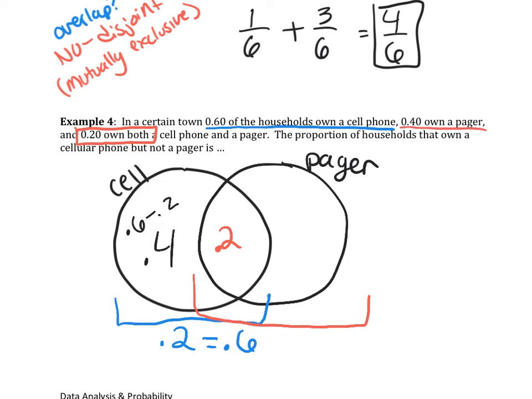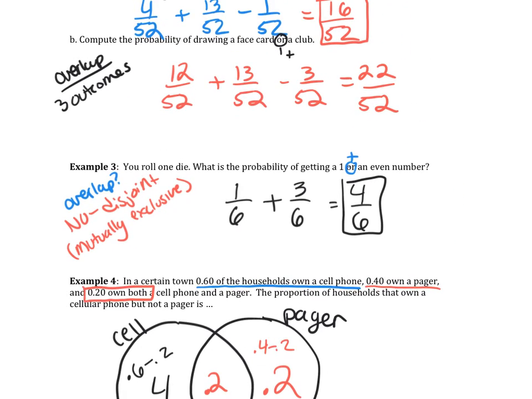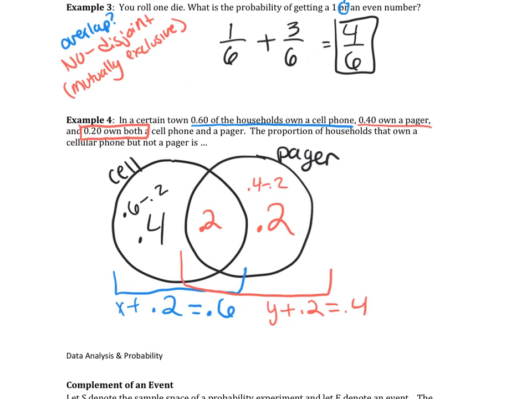And you can do the same thing for the pager, where it says 0.4 own a pager. So we'd have something plus 0.2 has to equal 0.4. If you do the subtraction, it'll give you 0.2. Okay, so Venn diagrams are helpful when it's these types of questions, the one but not the other type of question. If it's just the "or" probability or the overlap stuff that you're dealing with, then you can use the addition rule that we used.